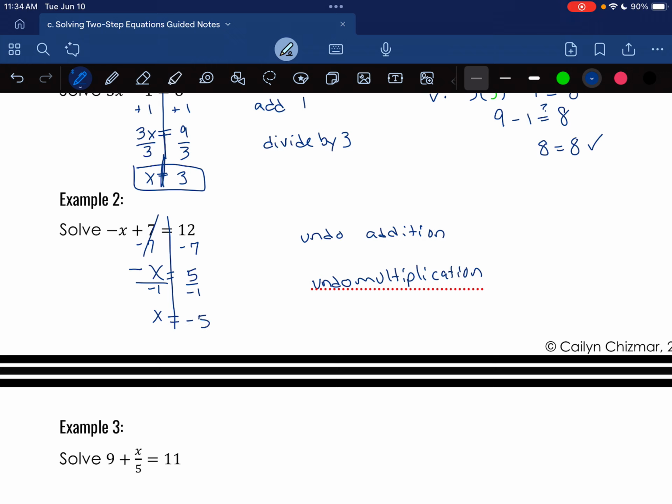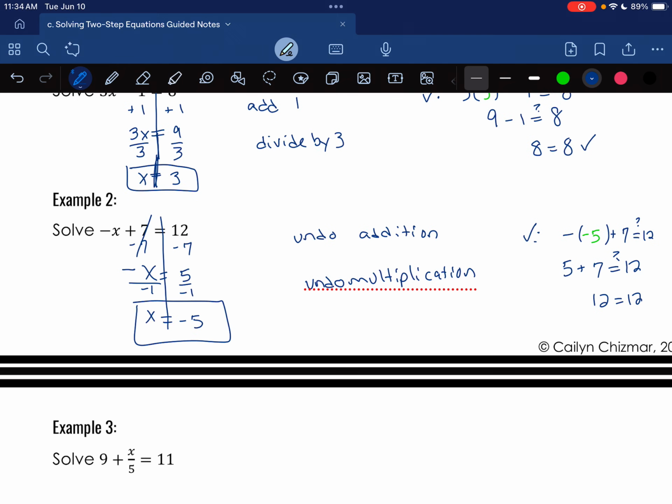So when I go to check my work, I'm going to have negative and then plus 7. I'm trying to see if that's 12. I'm going to plug -5 in here. All right, so -5 becomes +5 plus 7. And 5 plus 7 is 12. So that's how we know that our solution of -5 is correct. If we had gotten something like 18 equals 12, then that's a false statement, and so we would have said, hey, no, this doesn't work.